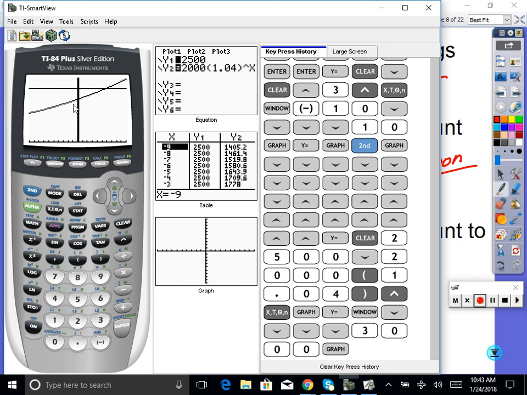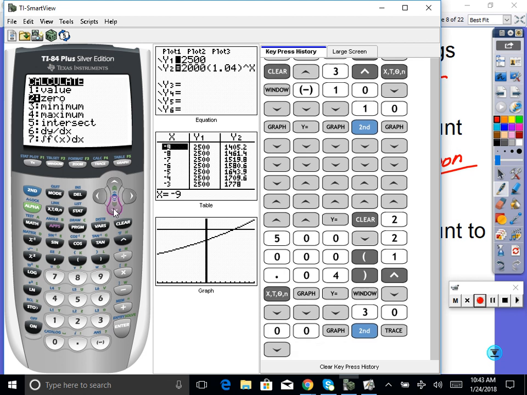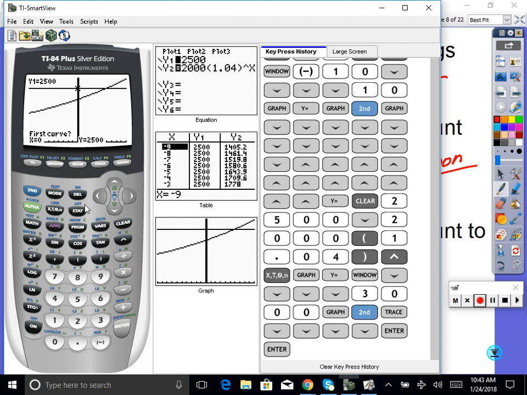Oh, look, there's the exponential. There's the straight line at 2,500. Do you see how I can see the intersection point? So now do second trace. Go down to intersect. It says first curve, it's on the line. So hit enter, we're good. It's going to do it for you. It says second curve. Notice it switched to the exponential for you. You hit enter again. It says, do you want me to guess where these intersect? Yes, you'll guess accurately. And boom, it landed in the intersection.